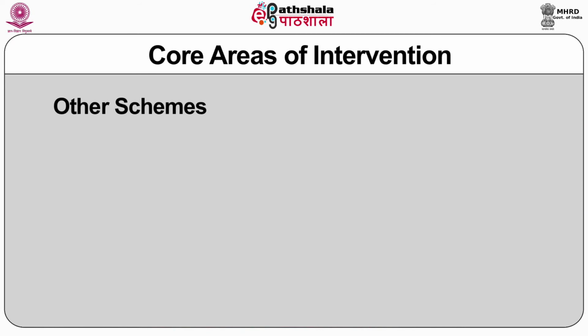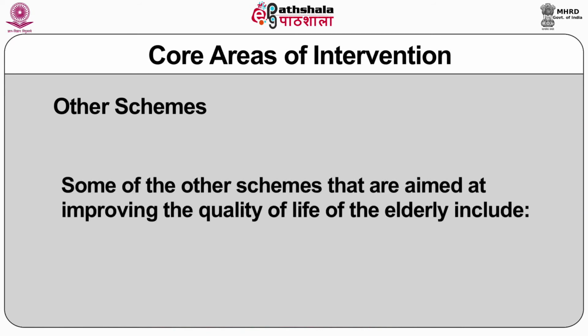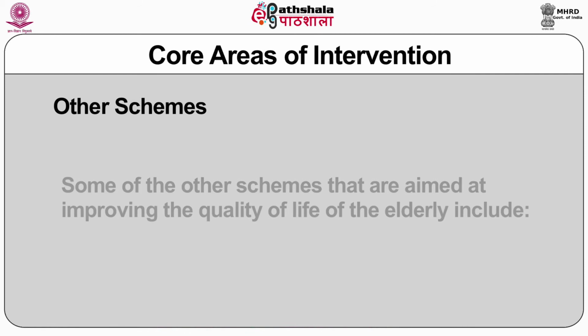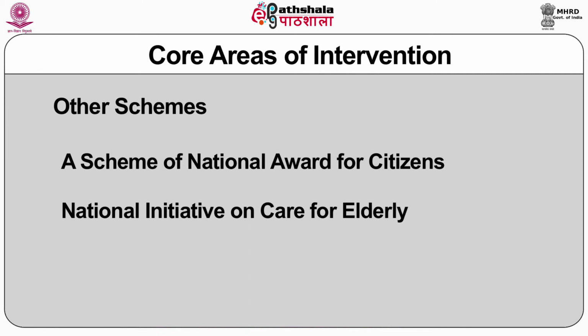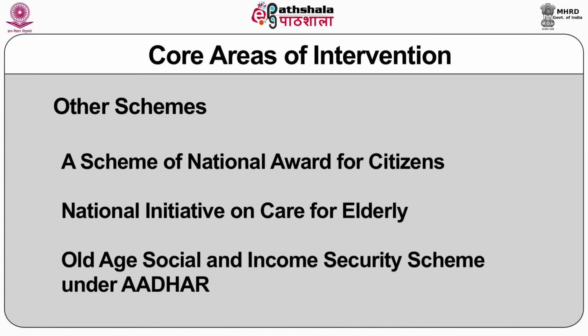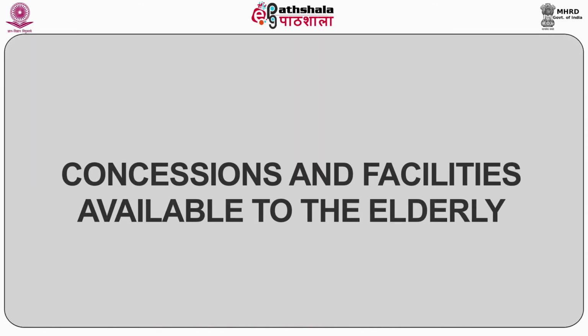Other schemes. Some of the other schemes that are aimed at improving the quality of life of the elderly include a scheme of national award for senior citizens. Second, National Initiative on Care for Elderly. Then, Old Age Social and Income Security Scheme under Aadhaar. Concessions and facilities available to the elderly.